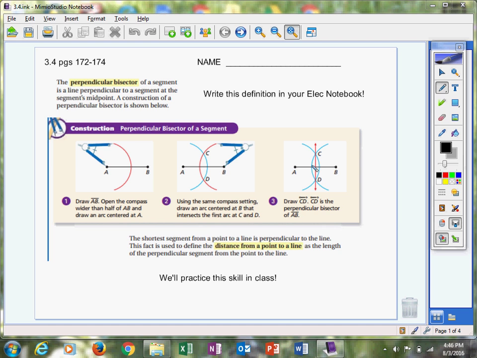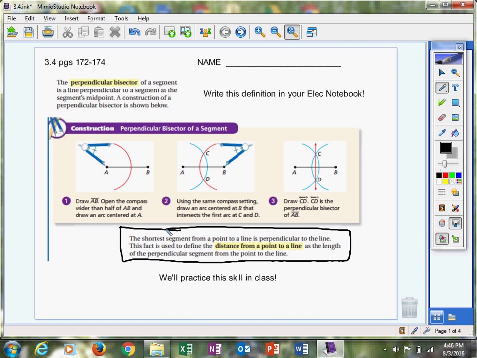All right, now towards the bottom of that, this is what I want to focus in on. So if you'll put a nice big box around this, because this is important information. The shortest segment from a point to a line is perpendicular to the line. This fact is used to define the distance from a point to a line: the length of the perpendicular segment from the point to the line.